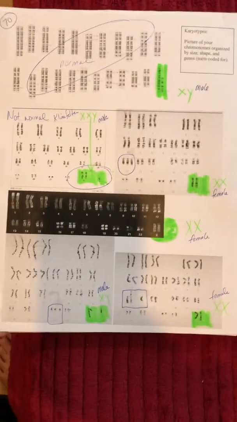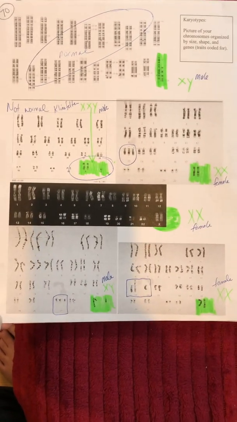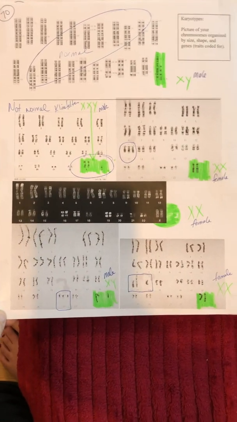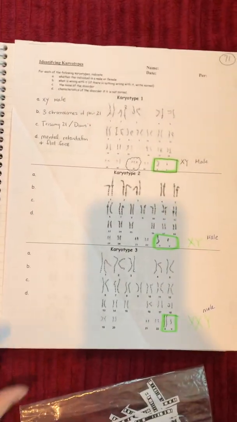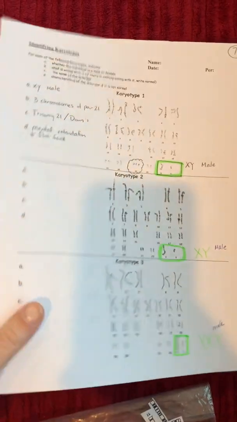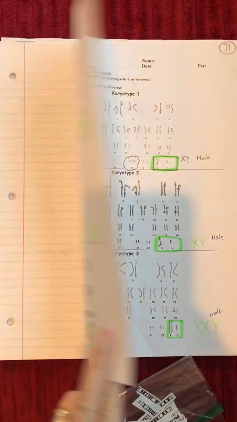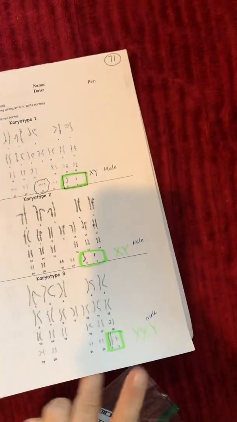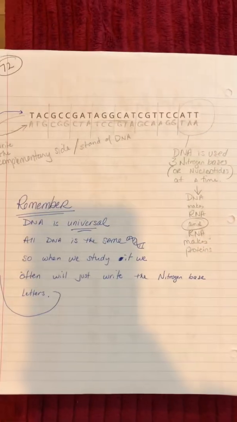Then we had another set of examples with, it looks like, 6 more examples of karyotypes, and we did these together in class. And then you had to do 6 on your own. I did the first one together with each of you in class, and then you had 5 more to try on your own.